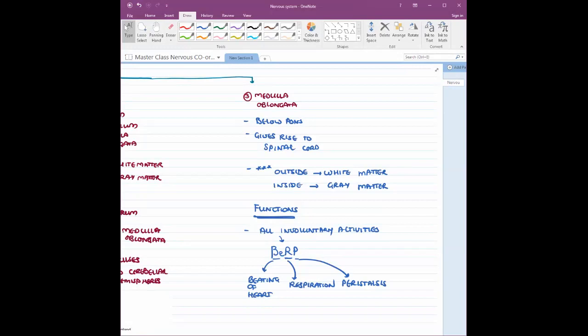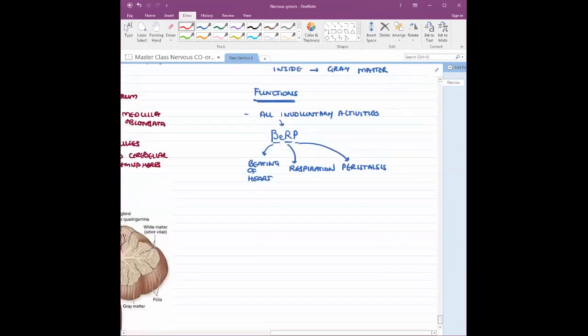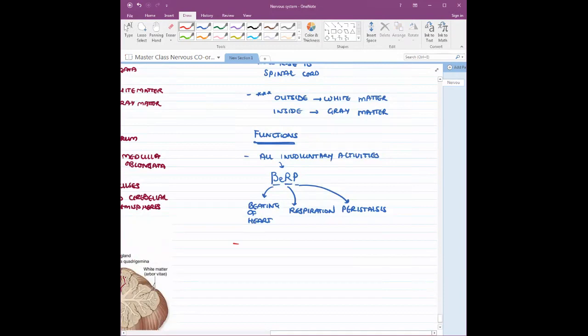But now, guys, apart from this, medulla oblongata also acts as a center for other things as well. It acts as a center for semi-voluntary activities. Activities like what, guys? Sneezing, coughing. You're also going to have vomiting. We call these centers non-vital centers.